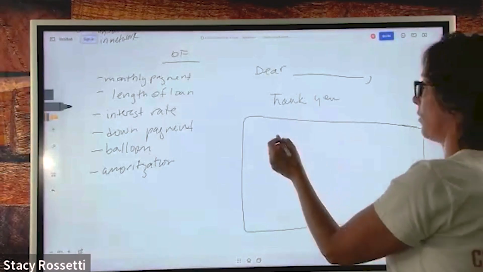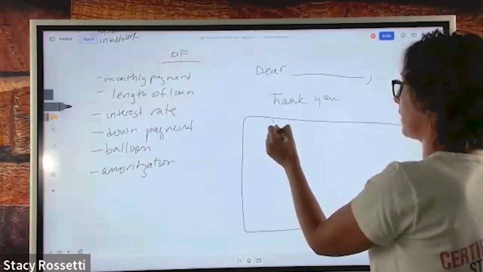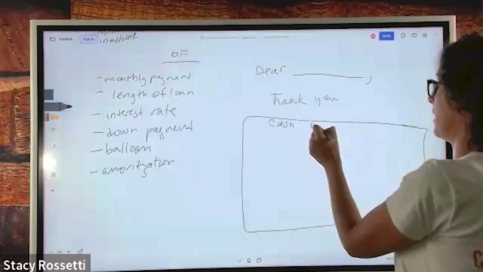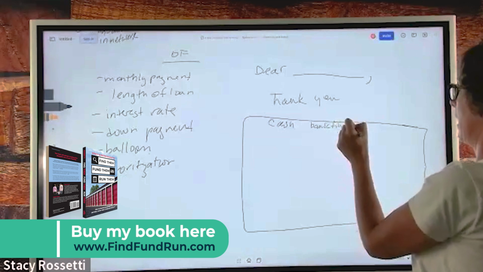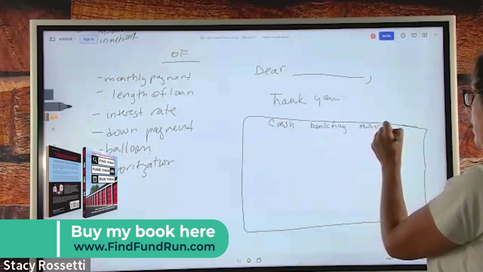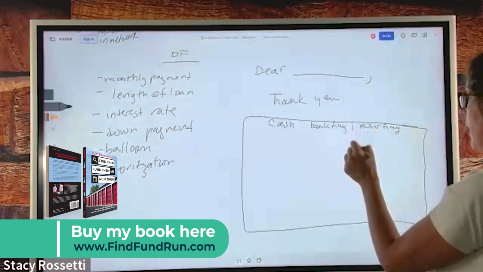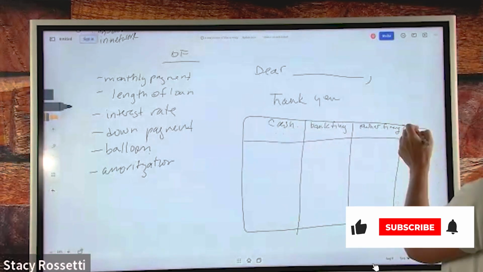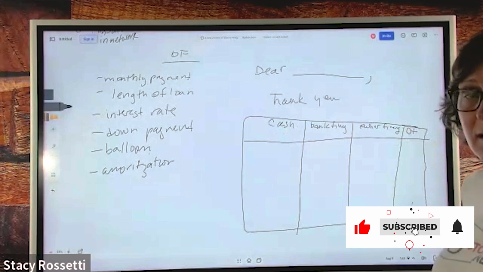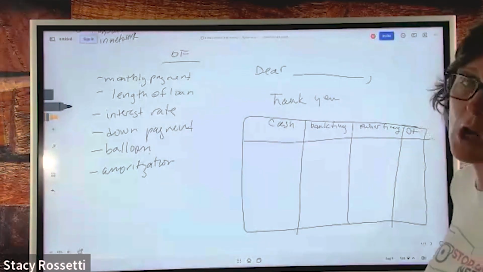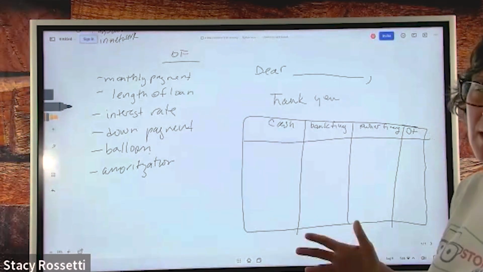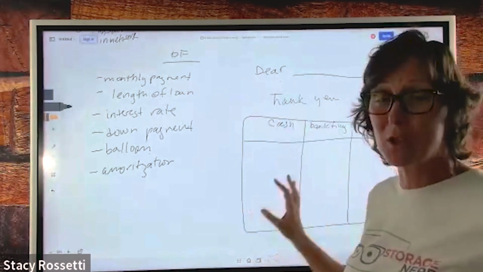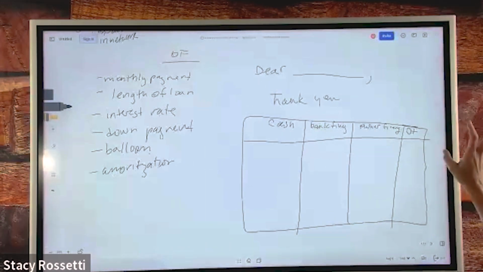It looks like this. This is the offer letter. It says cash, and then it says bank financing, and then it says owner financing. And then you will have actually 4 different offers. You could have 2 owner financing deals, a bank financing deal, and cash, however you want to set it up. But really, bank financing and owner financing are exactly the same. It doesn't really matter what you call them. You just call them whatever you want at the top.